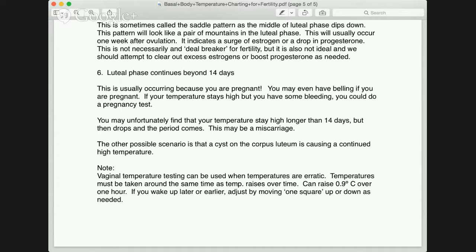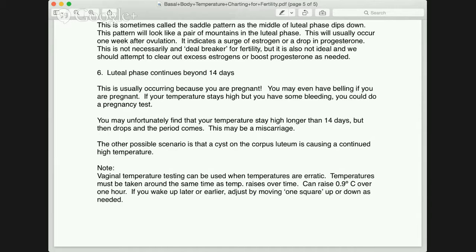So vaginal testing could be used if your client feels the temperatures are too erratic. I have never exactly recommended that. Your temperatures can rise quite a bit over time. So if, say, on the weekends you sleep in an extra 2 hours, great, go ahead and do so. But you may want to add in a little extra temperature on the weekends to make up for that.